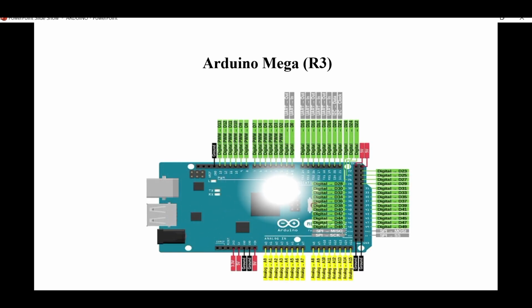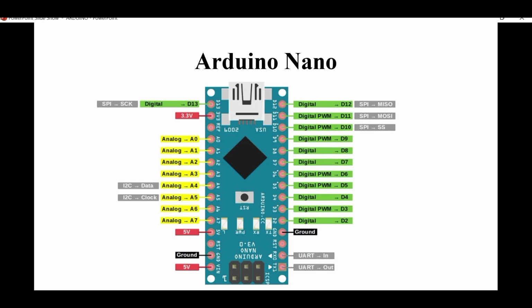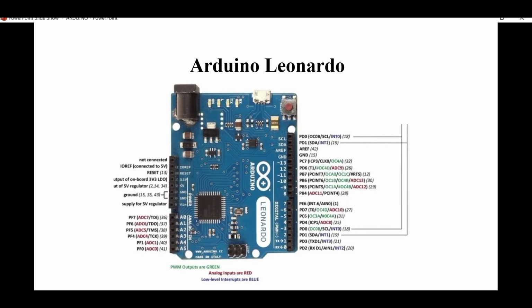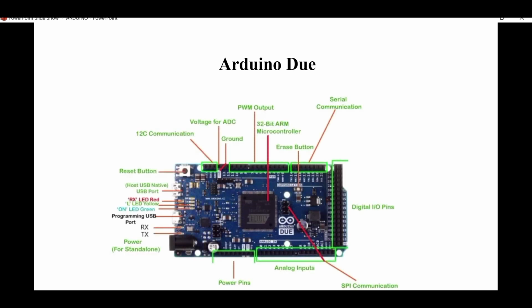And next one is Arduino Mega. Arduino Mega is large in size. It has many pins. Next, Arduino Nano. This is a picture of Arduino Nano. And next one is Arduino Leonardo. Arduino Leonardo is another type of Arduino. We have different types of Arduino boards. We'll explain in this. This is the Arduino Due picture.